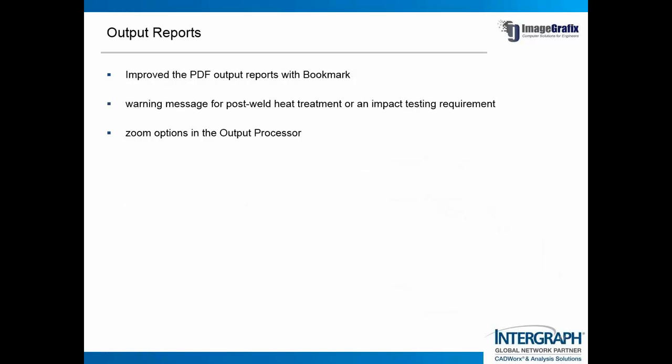So the last slide of this webinar is the output report. We could see enhanced PVElite has improved the PDF output report with bookmarks, with the 3D model and with the 2D model. Once you analyze your vessel model, if PWHT or impact testing is required, the software will give you a warning that PWHT, post-weld heat treatment, and impact testing is required.